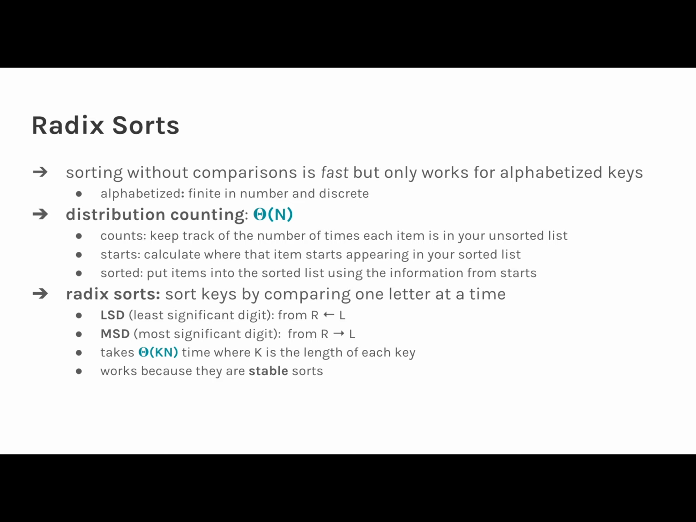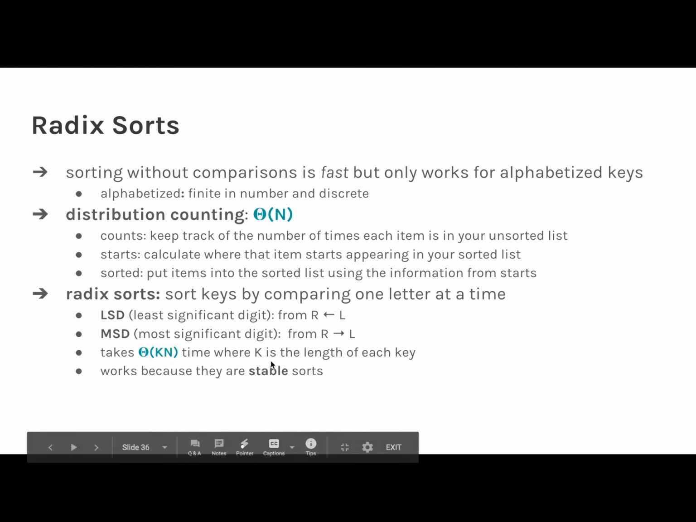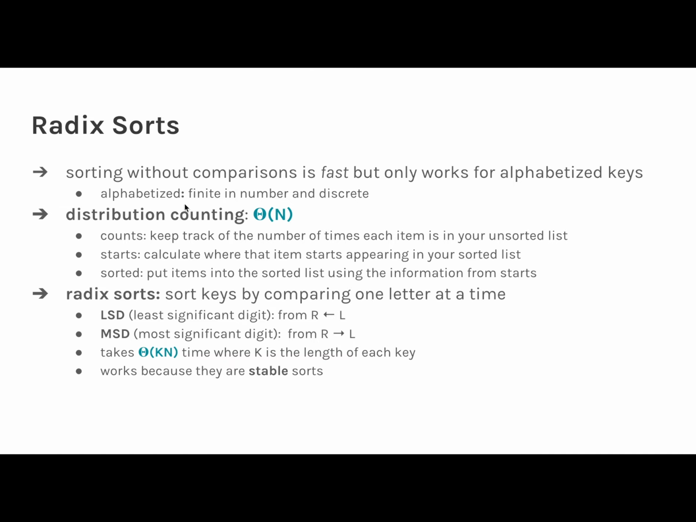So radix sorts are an extension, or an application, of distribution counting, where you sort large numbers, so numbers that aren't just 0 through 9, by their digits. So for LSD, you sort based off the least significant digit first. You sort all the numbers based off the 0th digit, then based off the 10th digit, then the 100th, etc. And as long as your sorts are stable, the numbers will be properly sorted by the end.